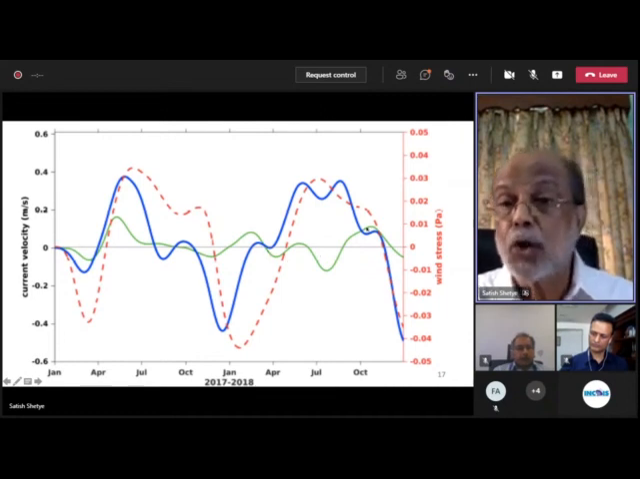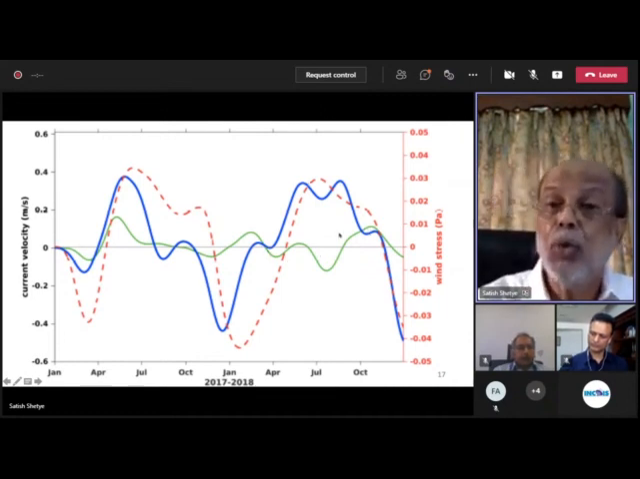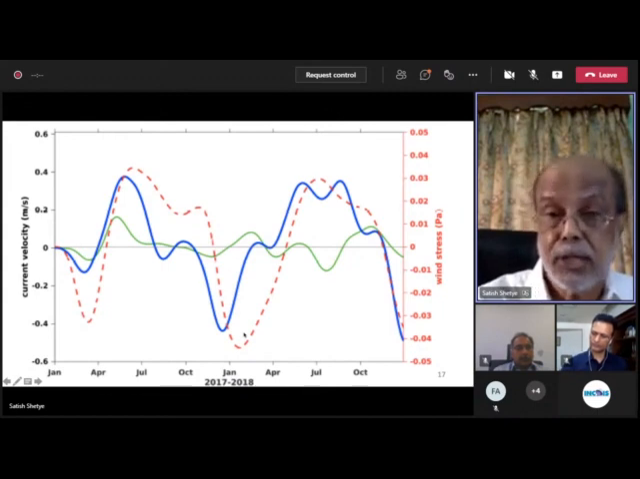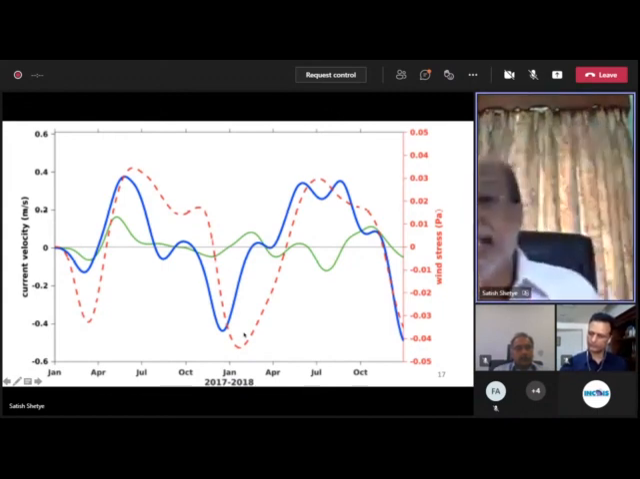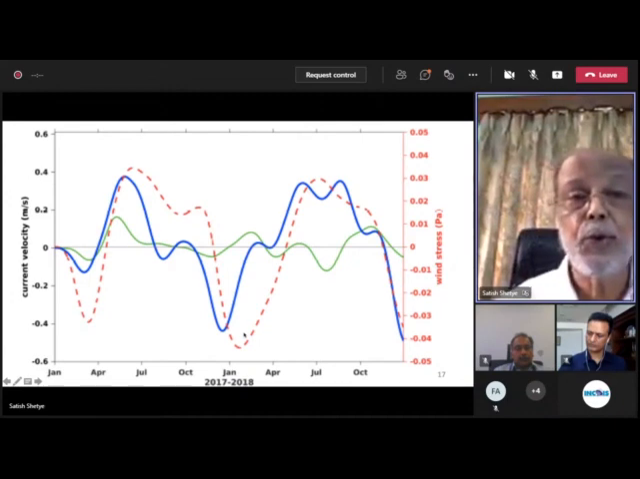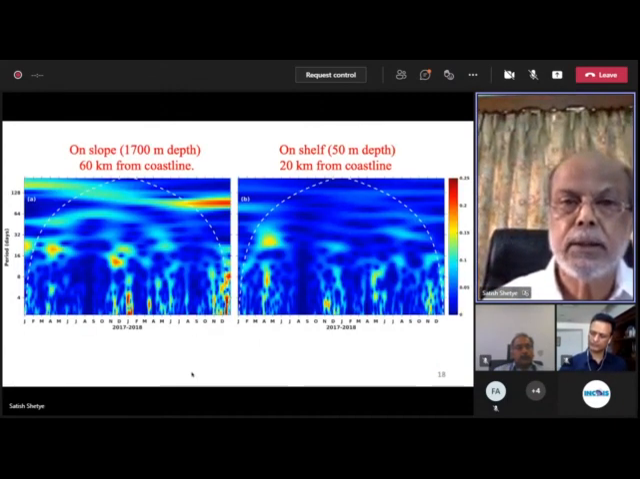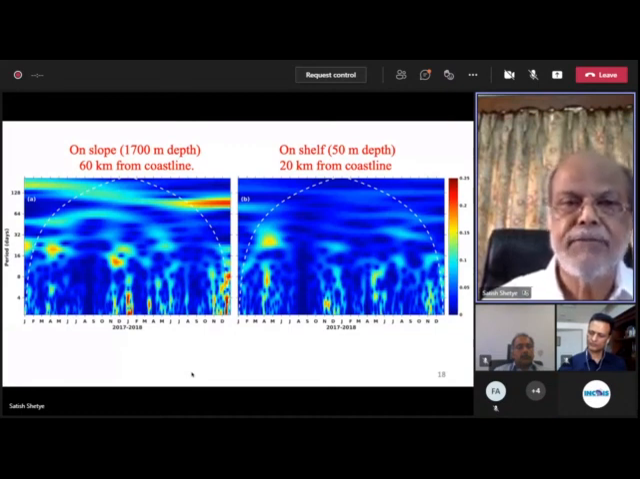This is not correlated with the blue line, which is the current, nor is it correlated with the dashed red line, which is the local wind stress. The same thing can be seen if you do a wavelet analysis on the slope current and the shelf current.